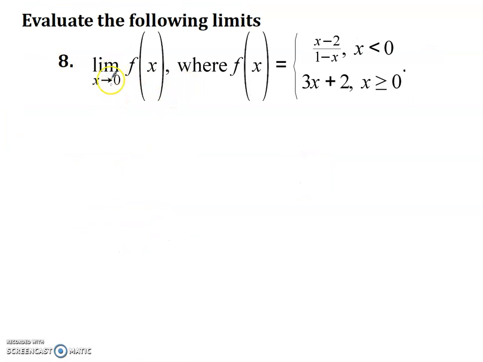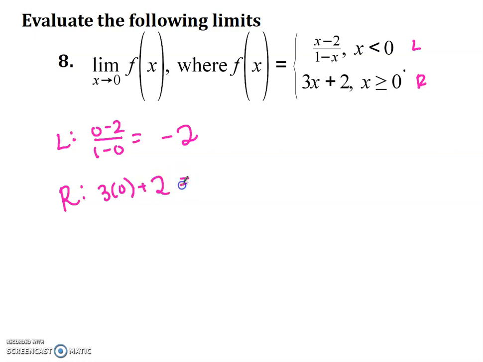For this last one, we're looking at the limit at 0. They don't specify a direction, so I'm going to check from the left first, which would be the less than inequality. That would be 0 minus 2 over 1 minus 0, which would just give us -2 over 1. Then from the right, that would be the one with the greater than inequality. I would do 3 times 0 plus 2, and that gives me +2.